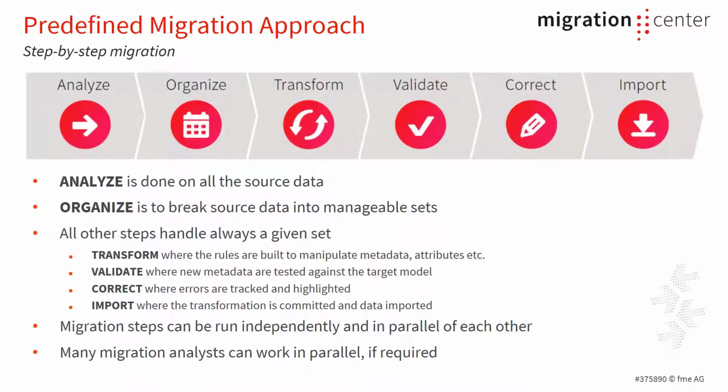And the second step is we organize what we've scanned from the source system and break it down into smaller parts and manageable sets. We call this mix sets or migration sets. And all other steps after we've set up these migration sets will handle these manageable pieces, the migration sets. First step is we can transform what we've read from the source system. We have a very capable rule-based engine which allows quite complex rules without any coding.